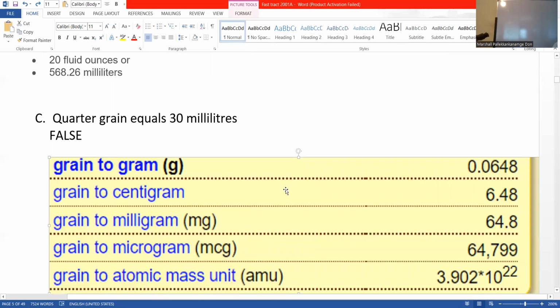Quarter grain equals 30 milliliters. This is actually, grain is a weight, so it is obviously false.